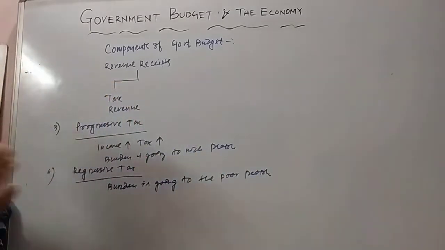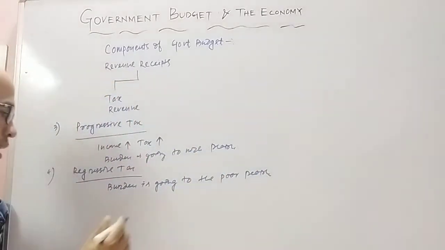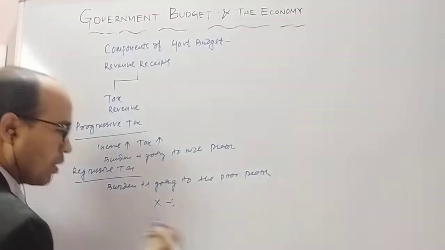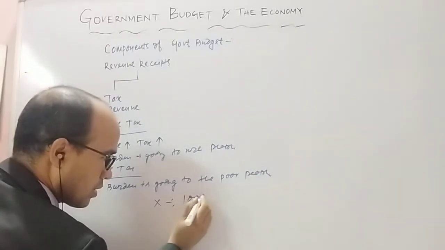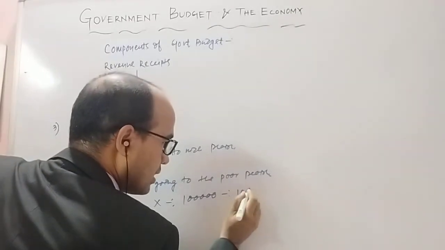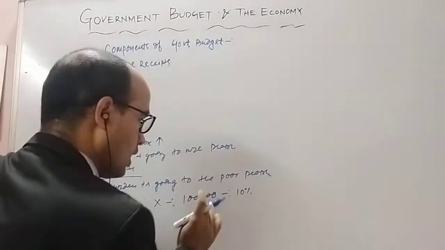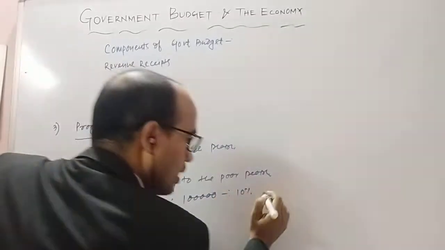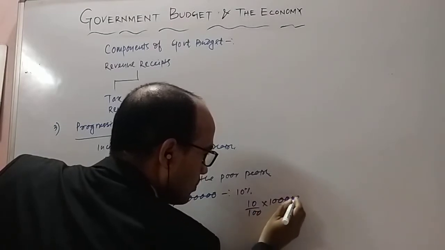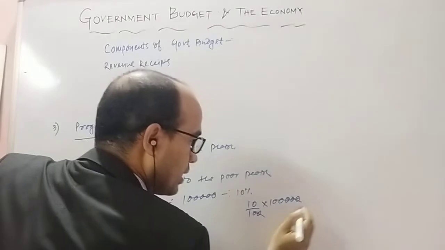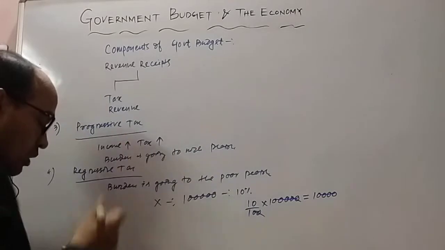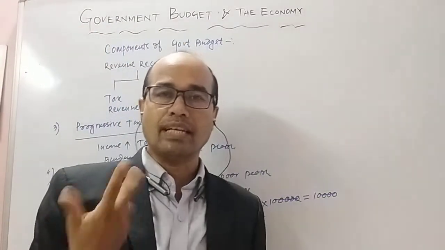Let's take an example and understand what I am saying. Let us say Mr. X's income per month is 1 lakh rupees, and the tax rate is 10%. Then how much is he paying? 10 by 100 into 1 lakh, that is 10,000. Then how much money is left with him? 90,000 is left with him.